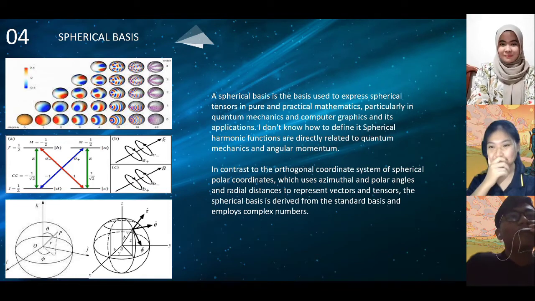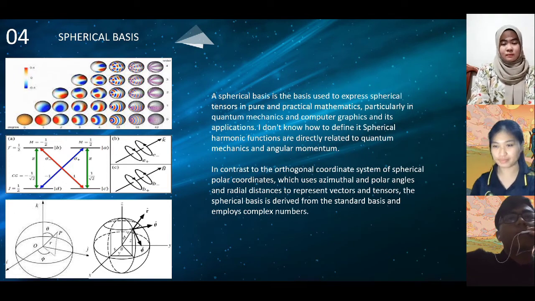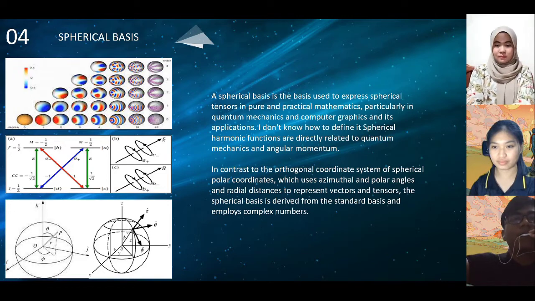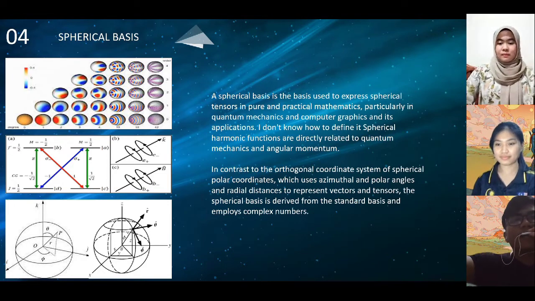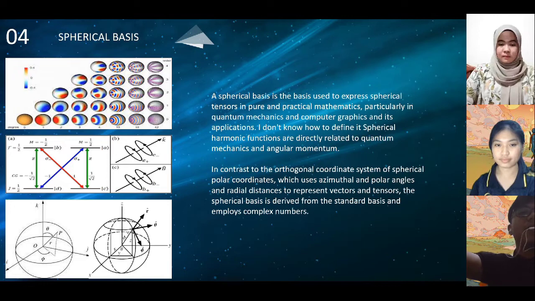Next, I'm going to talk about the spherical basis. A spherical basis is the basis used to express the spherical tensor in pure and applied mathematics, particularly in quantum mechanics and computer graphics. Spherical harmonics functions are directly related to quantum mechanics and angular momentum. In contrast to the orthogonal coordinate system of spherical polar coordinates, which uses the azimuthal and polar angles and radial distance to represent the vector and tensor, the spherical basis is derived from the standard basis and employs complex numbers.